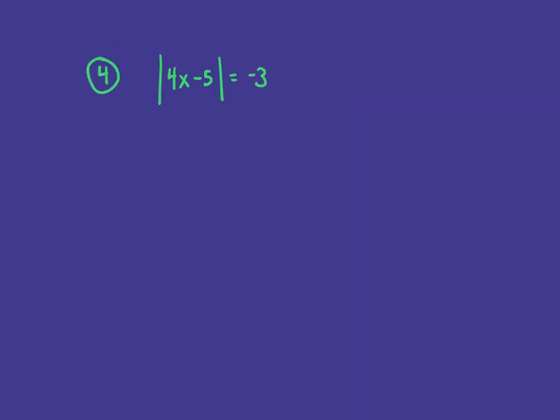Number 4, absolute value of 4x minus 5 equals -3. This is an example of what we just got done talking about. You've got an absolute value equal to a negative. There's nothing with the absolute value that we need to get rid of. So we can just say no solution. And this is one of those nice ones that you don't have to do any work on. As long as you recognize that, you can just click no solution and then move on.